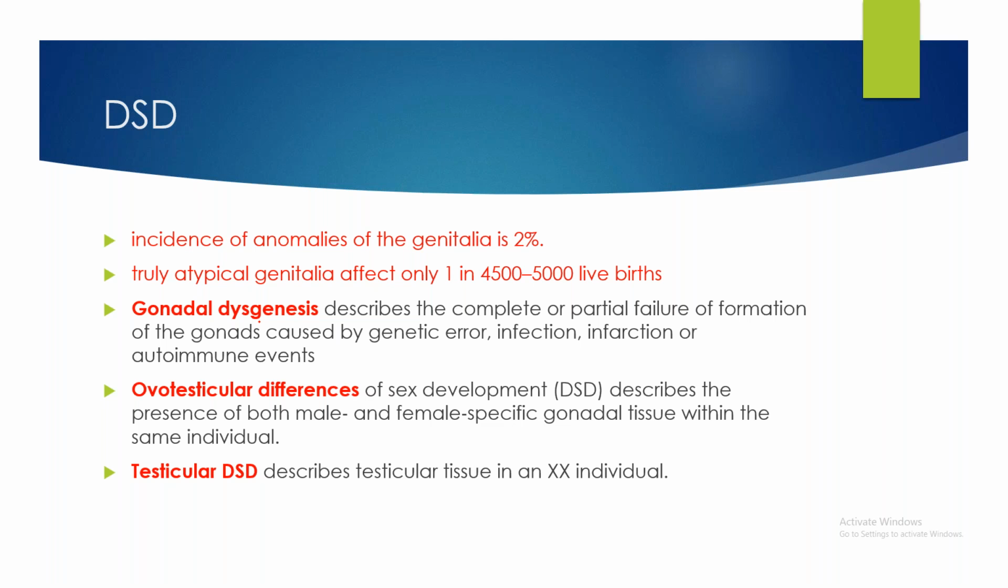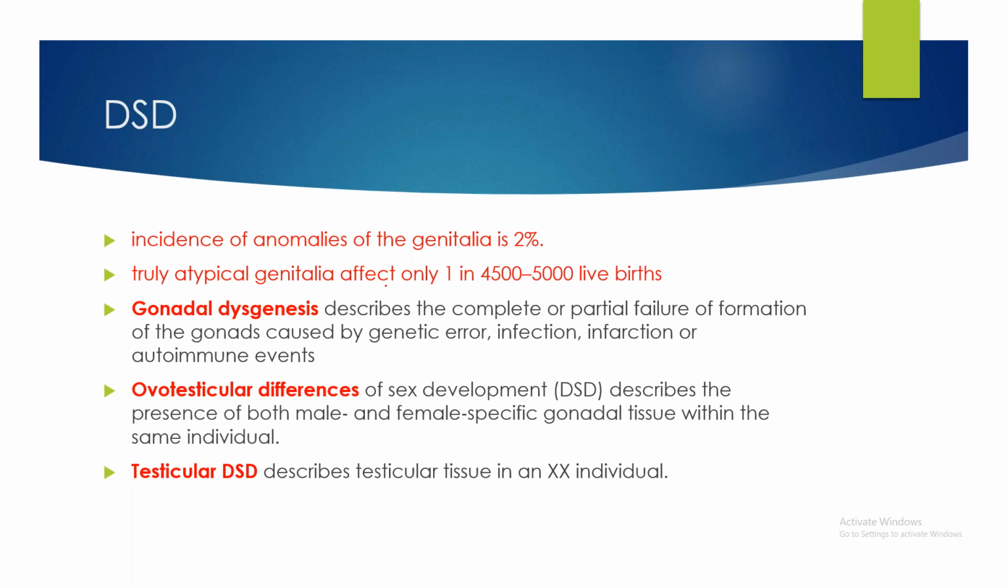Then ovotesticular DSD. That means it is the presence of both. Ovotesticular means presence of both female and male gonadal tissue in the same individual. And testicular DSD is presence of testicular tissue in female karyotype. So testicular tissue presence in female karyotype is testicular DSD.